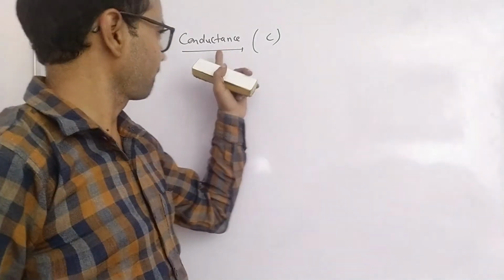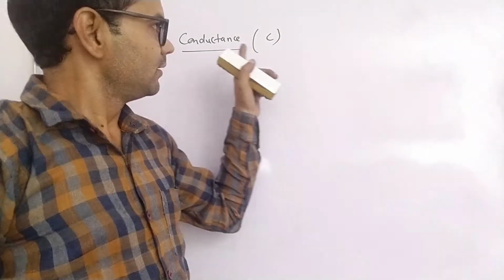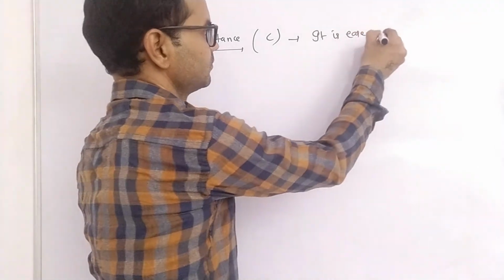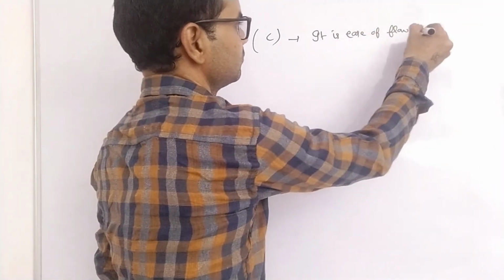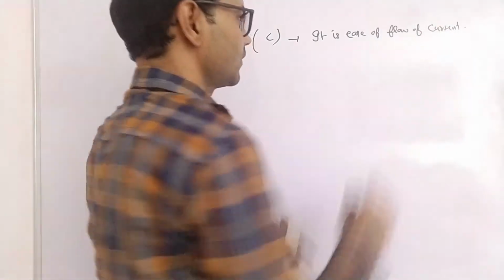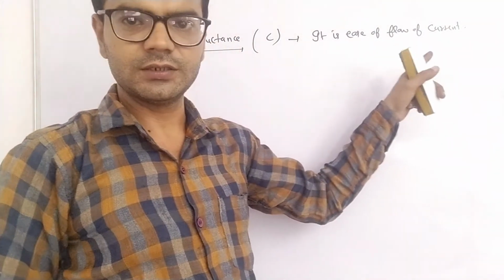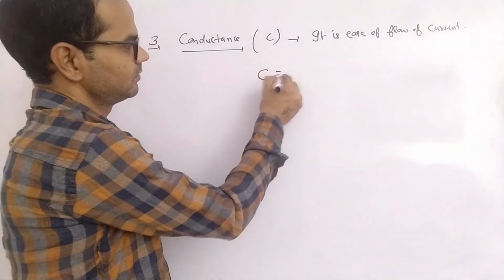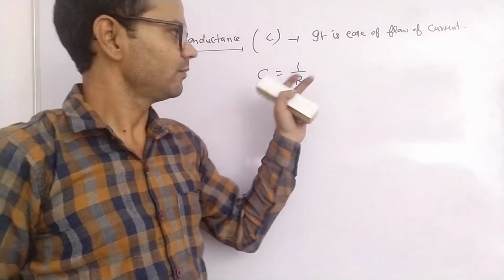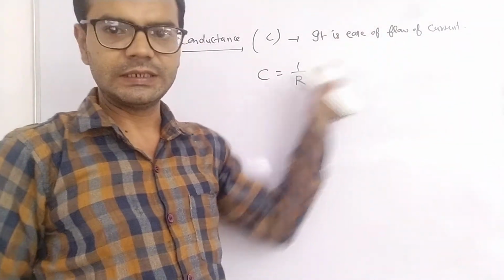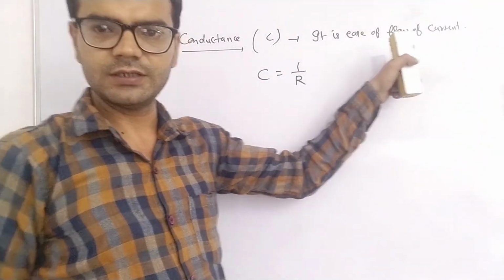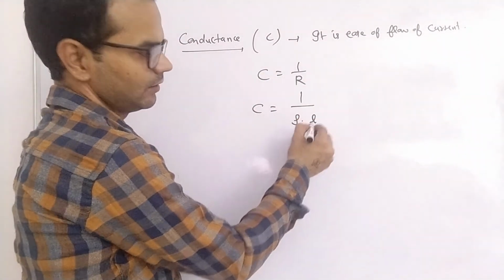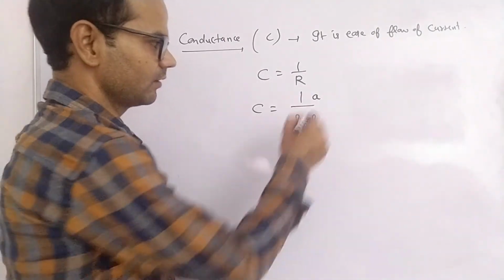Third term is conductance. It is the ease of flow of current. So we can say it is the reciprocal of resistance. So C is 1 by R. Why? Because R opposes the flow of current, but this is the ease of flow of current. C equal to 1 by R. R itself is rho into L by A.